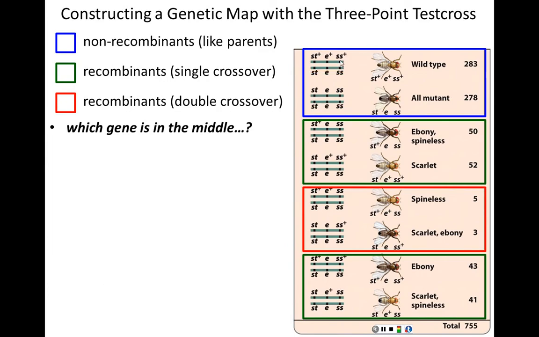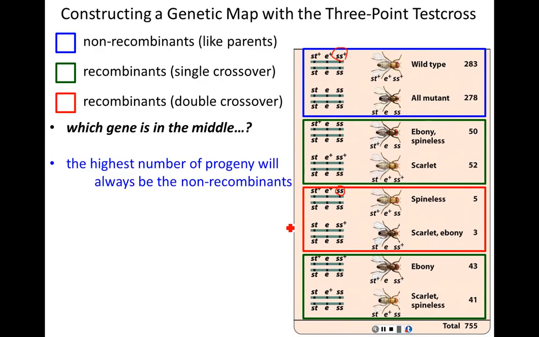These are the packs of friends. Dominant with dominant with dominant. Recessive with recessive with recessive. We know these are the double crossovers because they're the smallest number. What we need to identify now is which one of these alleles is no longer traveling with his friends up there. Well, ST and E are still traveling together. Both the dominants are together, both the recessives together. The odd man out is SS. SS is recessive here, no longer traveling with the friends it was traveling with before. SS is the gene in the middle.